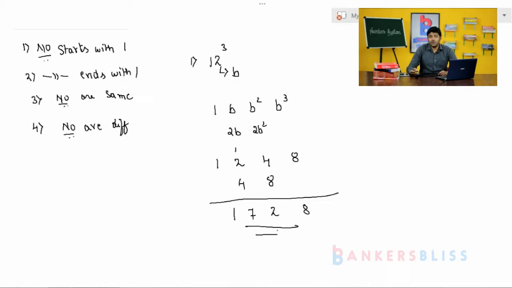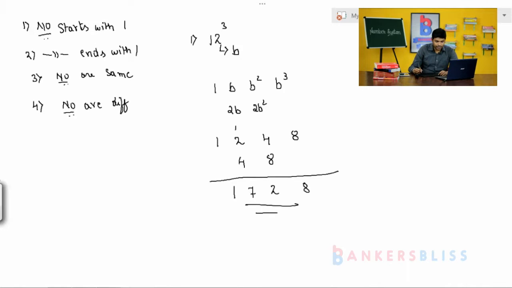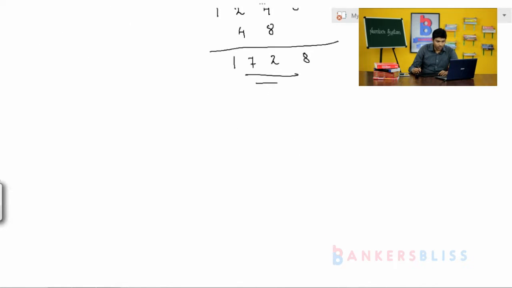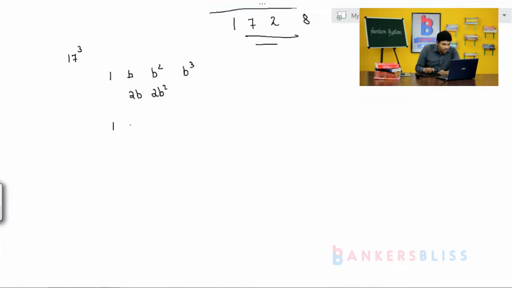Next, you may take one more number. See here, you may consider one more number which starts from 1. So that is 17 cube. So it is 1, b square, b cube. Next, 2b square. So now 1; 7 square is 49, 7 cube is 343. Now 2b means 7 into 2 is 14, and 2b square is 49 into 2, that is 98.